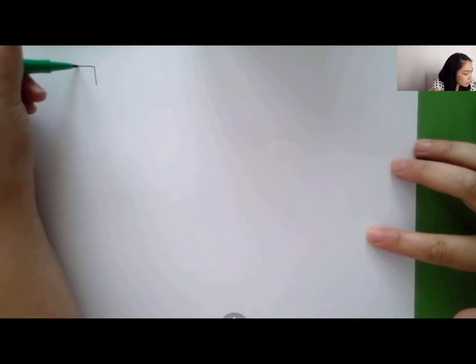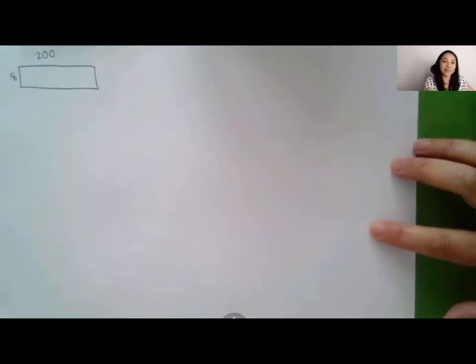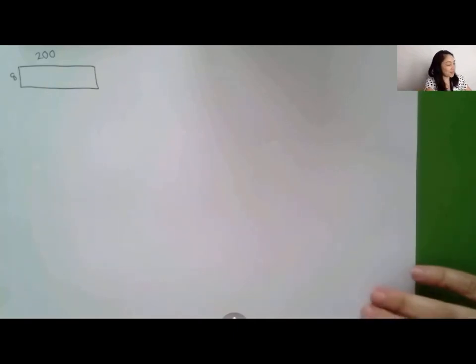Draw a rectangle with a width of 8 and a length of 200. How can we find this rectangle's area? We multiply 8 times 200, which equals 1,600. Let's write the area inside of this rectangle now.